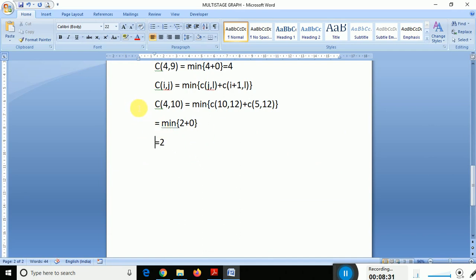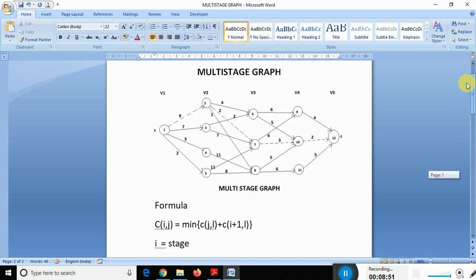So we have to follow this same concept here. That is C 4 comma 10. What is the answer? The answer is 2. So now we'll do the last one. 4 comma 9 is done, 4 comma 10 is done, now 4 comma 12.